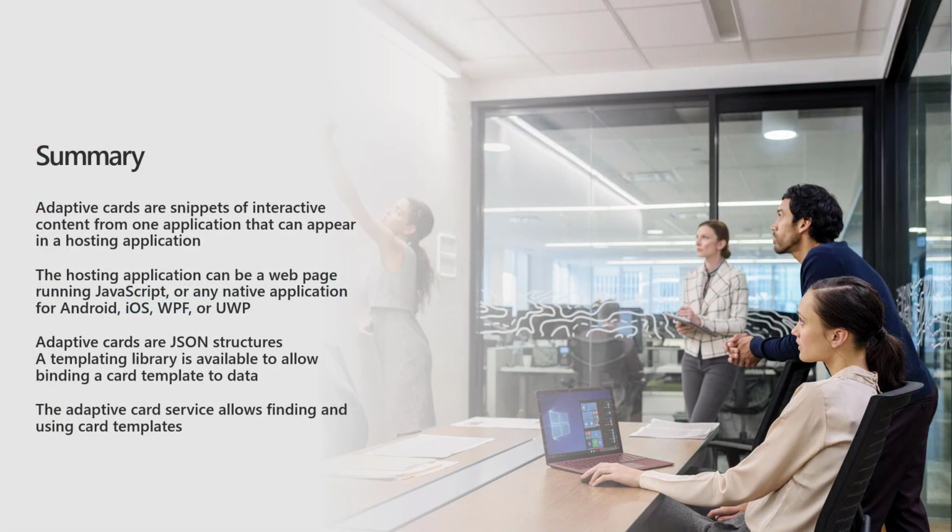So in summary, adaptive cards are snippets of interactive content from one application that appear in a hosting application. Microsoft Teams and Outlook are both examples of hosting applications, and really it could be any web page running JavaScript or any native application using the Adaptive Cards SDK for Android, iOS, WPF, or UWP. Adaptive cards are JSON structures, and there's a templating library that allows data binding if you wish, and an adaptive card service that allows finding and using card templates.